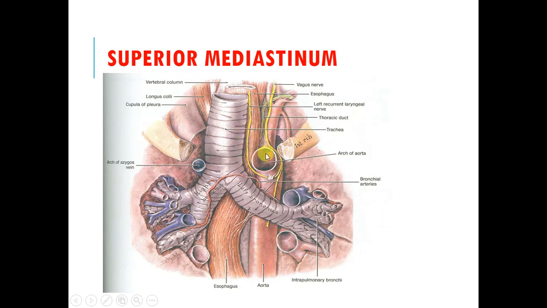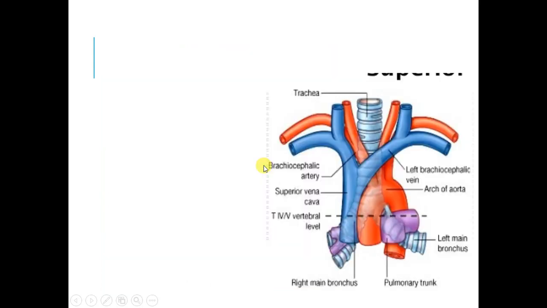Here in this diagram the veins have been removed: the superior vena cava as well as the right and left brachiocephalic veins. The nerves have been shown here passing from the neck region into the superior mediastinum, the phrenic nerve and the vagus nerve, and one nerve passing from the thorax into the neck region, that is the recurrent laryngeal nerve. So this is showing the structures which are present in the superior mediastinum.